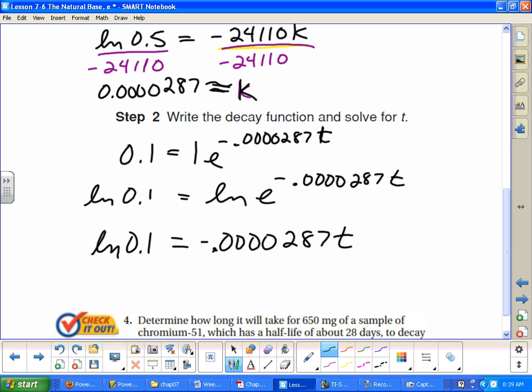It took 24,110 years to go from 1 to 0.5, right? So if we're reducing it farther than 0.5, down to 0.1, that means it's going to take more than that. It's not less than that. It's going to be more than that.